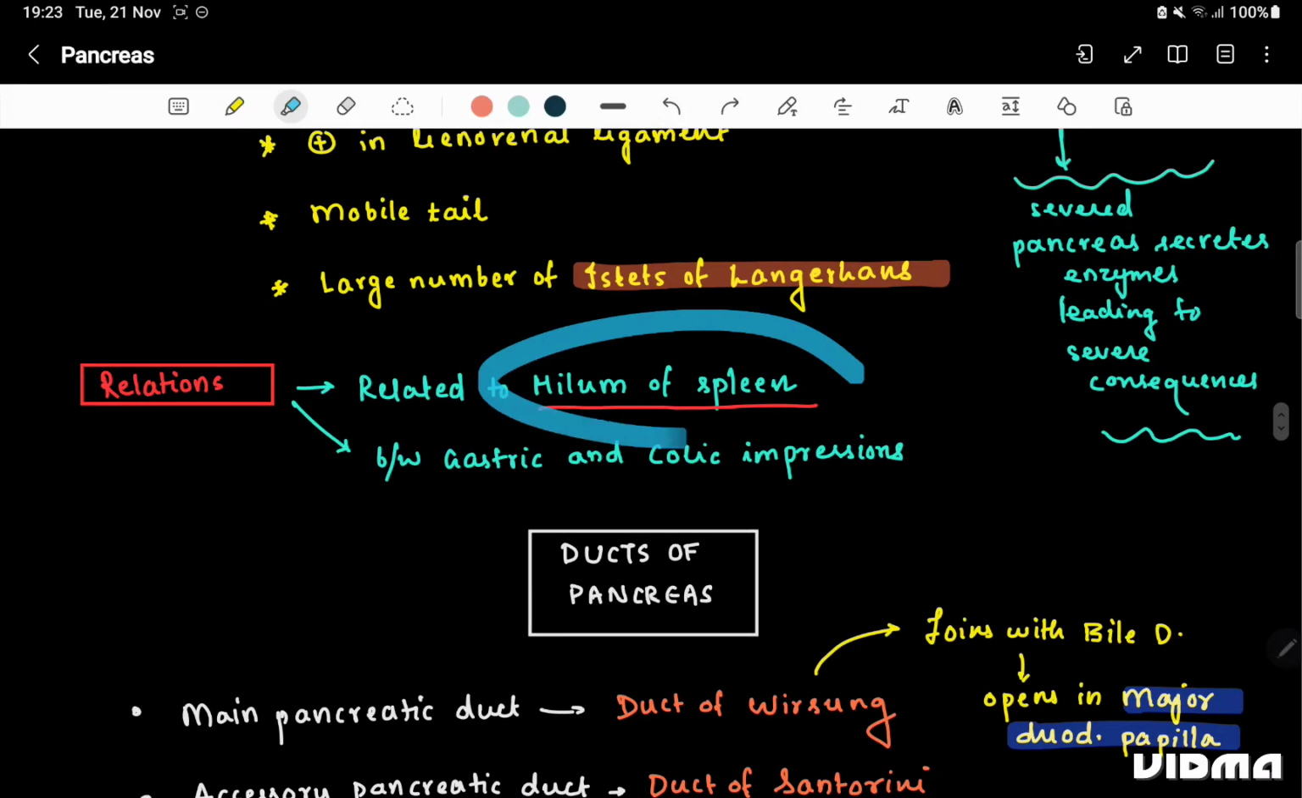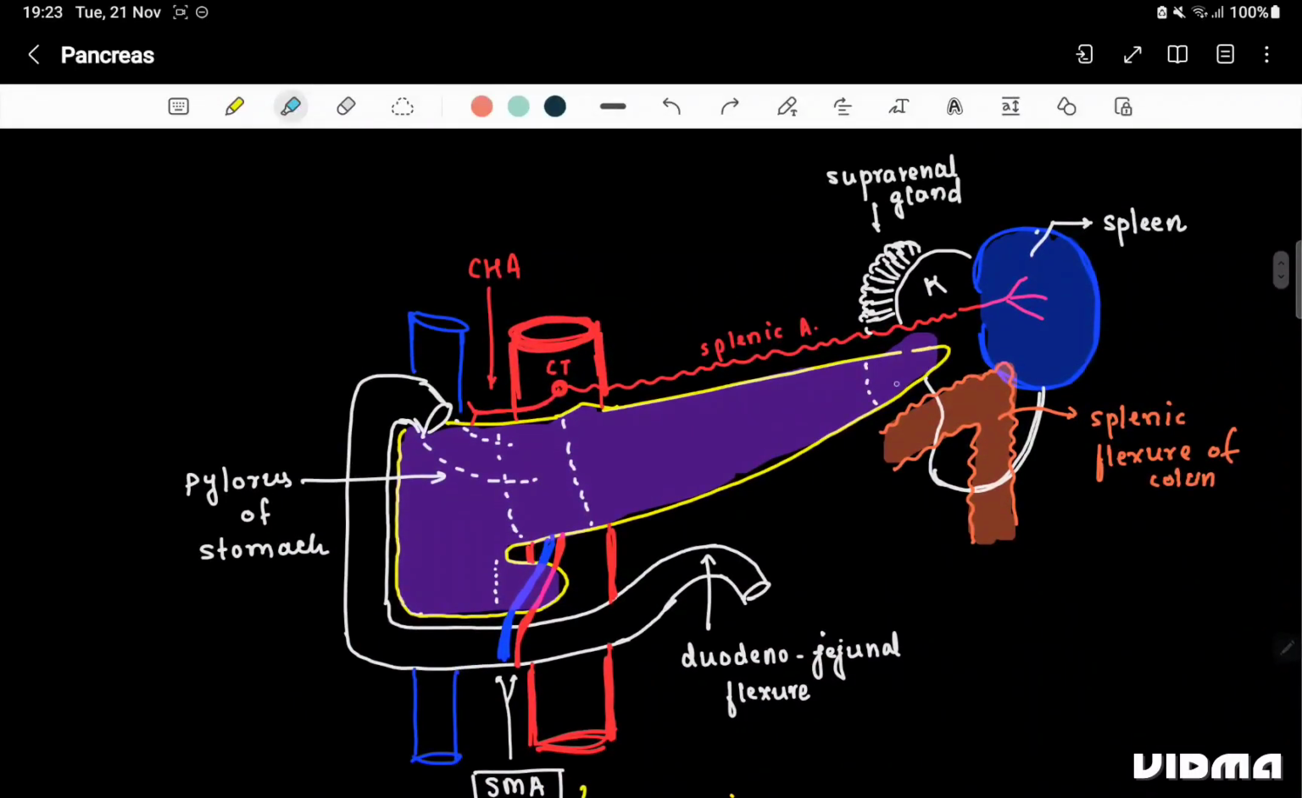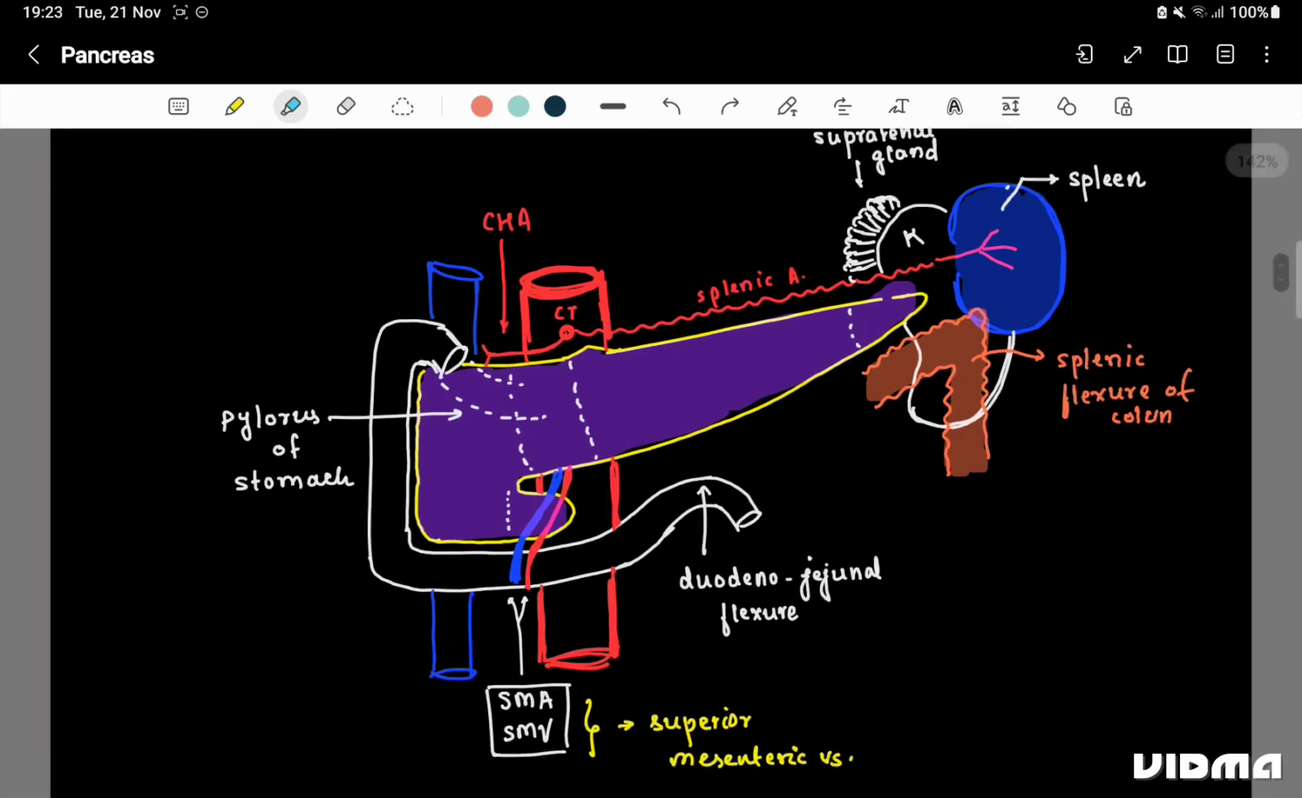What are the relations related to the hilum of the spleen and present in the gastric and the colic impressions? So the tail is present in the gastric and the colic impressions.